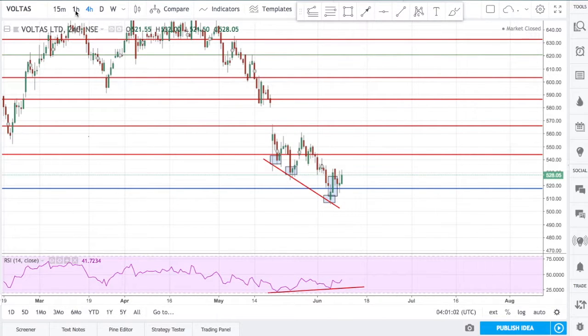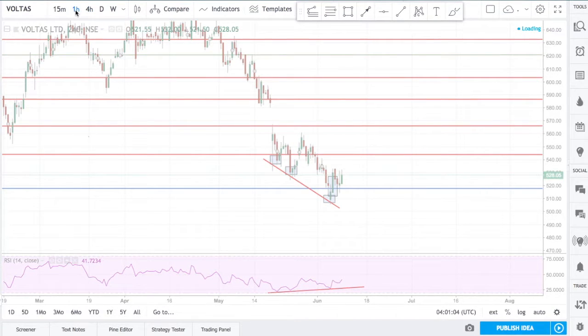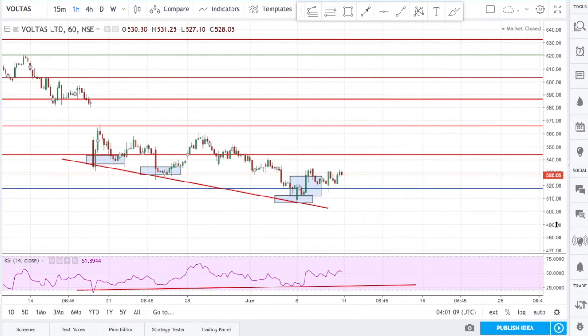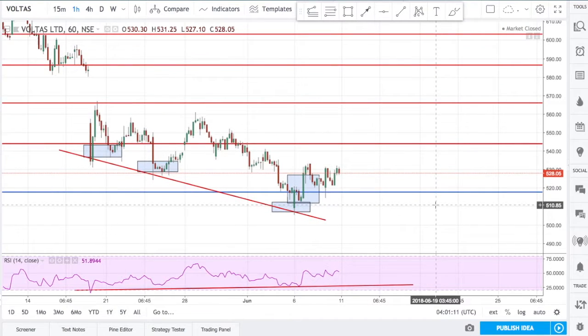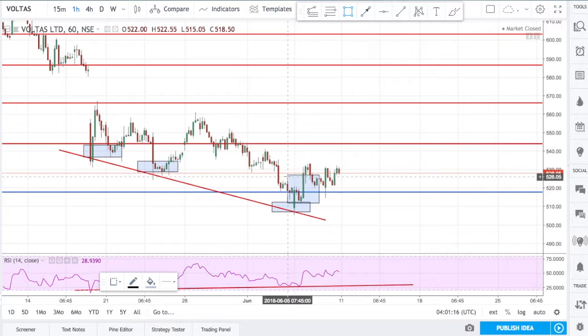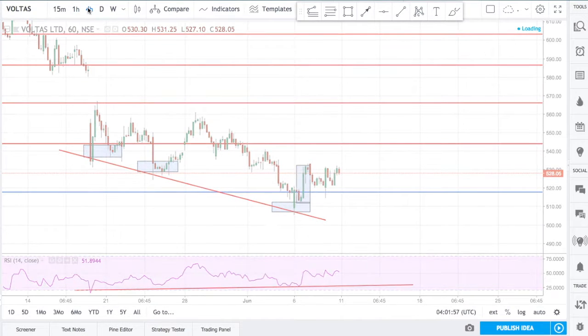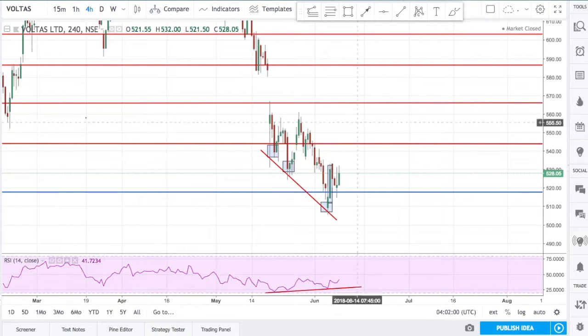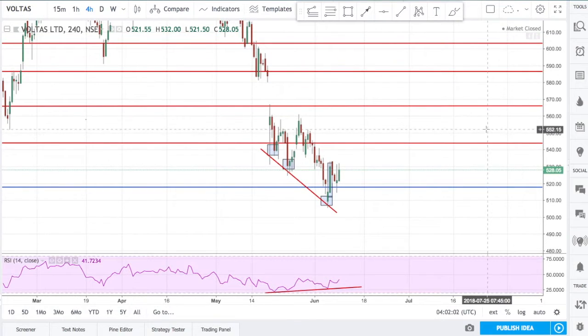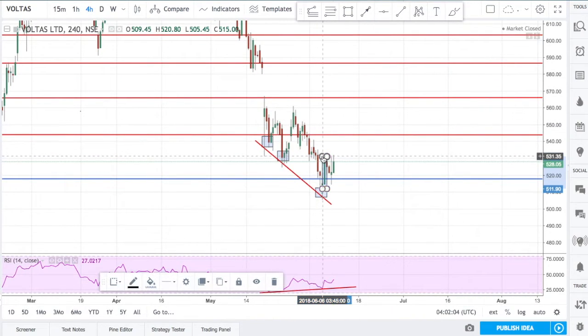Let me move to a lower time frame. When you move to a lower time frame, you could clearly see this candle. We have a convincing higher high closing here. Okay, now let's switch back to a 4-hour chart and see where we could place our trades, our targets, and our stop loss.